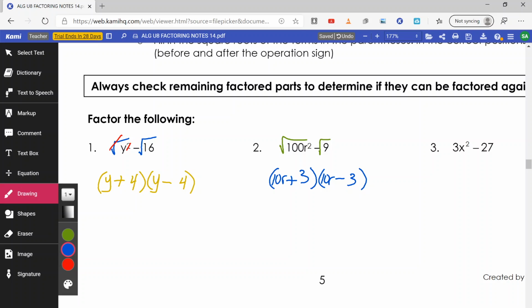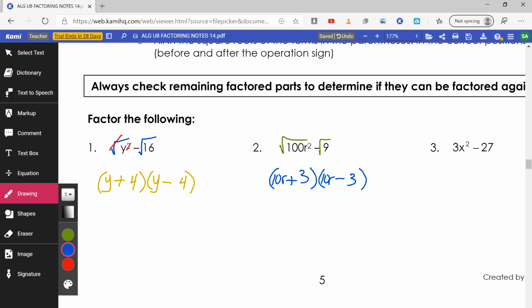So again, check for any common factors, the difference of two perfect squares within. Obviously, we don't have a difference of two perfect squares. I'm not squaring anything, and we don't have any common factors between 10 and 3. So there's that one. Now this third problem, we have 3x squared minus 27.